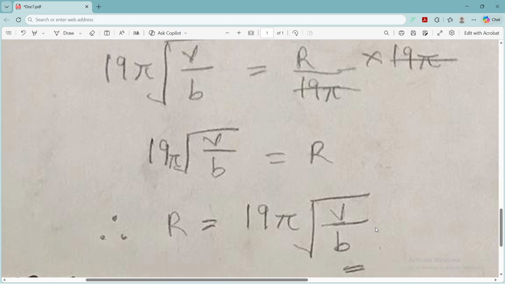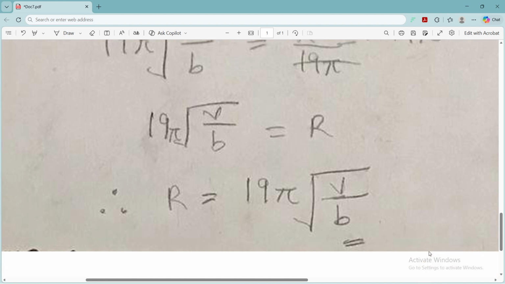Therefore R equals 19 pi multiplying the square root of the fraction V divided by B as our final answer. So R equals 90 pi multiplying the square root of the fraction V divided by B as our final answer, right? So that's our final answer.